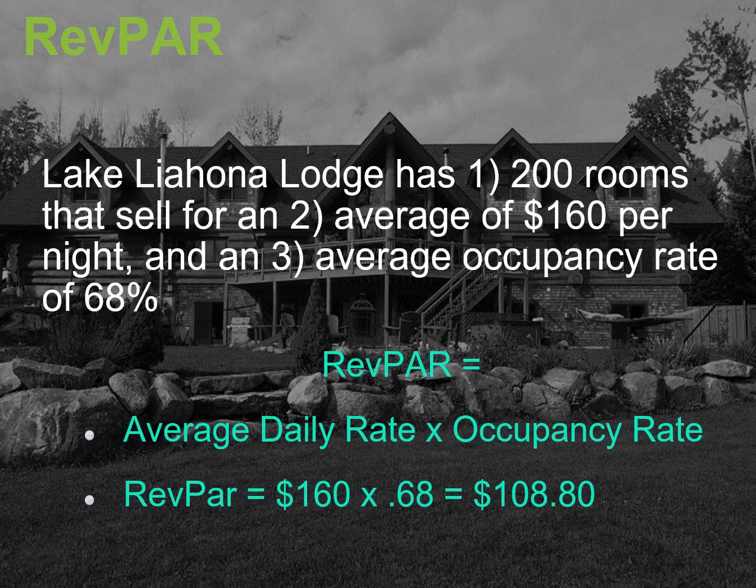If we look at an example here, we'll look at a lodge that has 200 rooms that sell for an average of $106 per night. And we notice that the average occupancy rate is about 68%. To get the RevPAR, we multiply $160 times 0.68. So we get a RevPAR of $108.80.